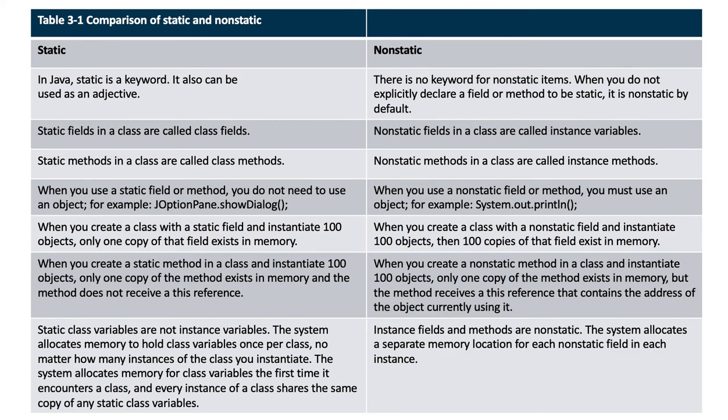System.out.println. When you create a class with a non-static field and instantiate 100 objects, the 100 copies of that field exist in memory. When you create a non-static method in a class and instantiate 100 objects, only one copy of the method exists in memory, but the method receives a this reference that contains the address of the object currently using it. Instance fields and methods are non-static. The system allocates a separate memory location for each non-static field in each instance.